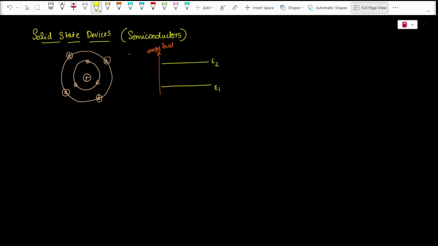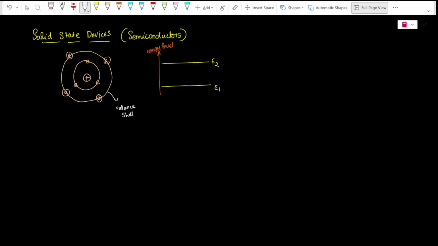Now, let's say that this particular orbit I am referring to is the outermost orbit. Then we have a different name for that. It's called the valence shell, and these electrons are called valence electrons, right?